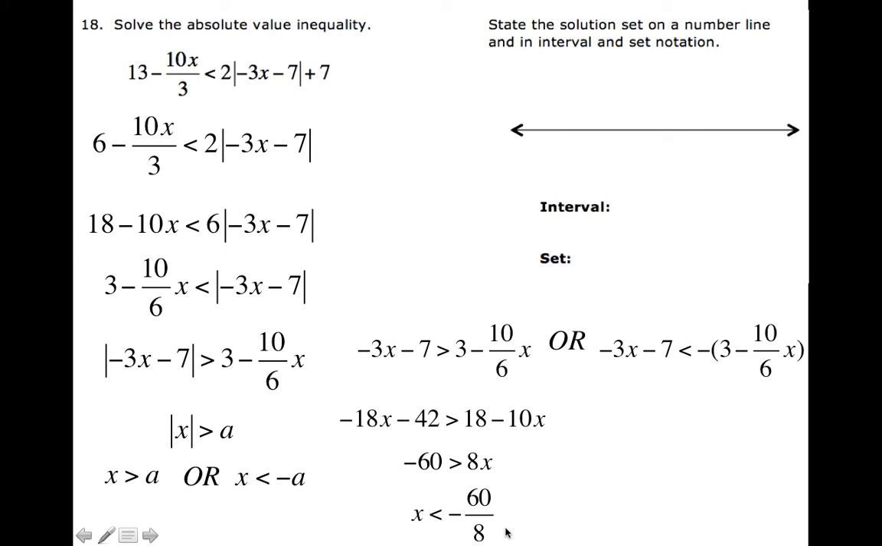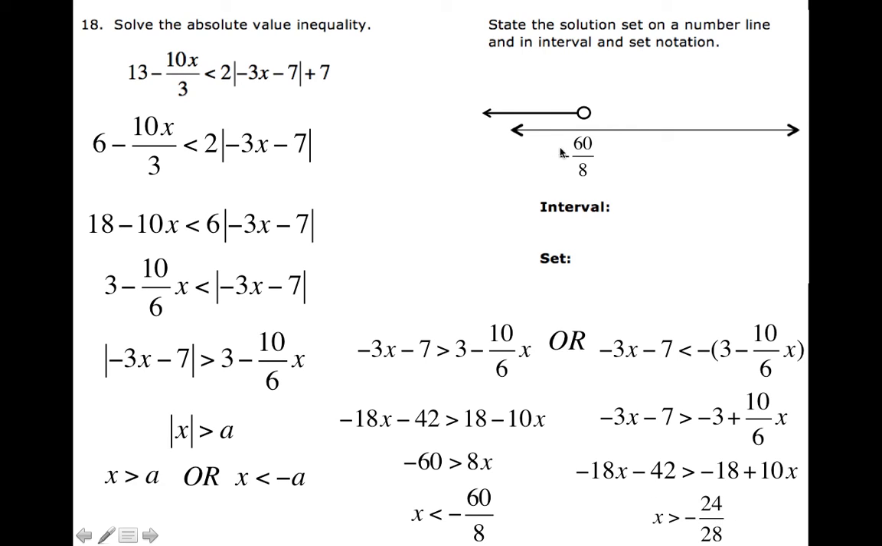x is less than negative 60 over 8. On this side, I'm going to distribute this negative first to get this, negative, positive. Then we're going to multiply everything by 6 to get rid of 6. There we have it. Then we'll add 18x over here, and add 18, do some division. The last few steps are gone, but here it is. x is less than this negative number, x is greater than this negative number. So here's the first negative number, x is less than that number. Here's the other negative number, x is bigger than that number.